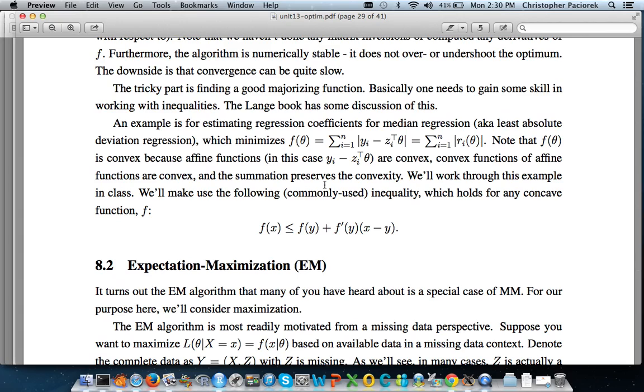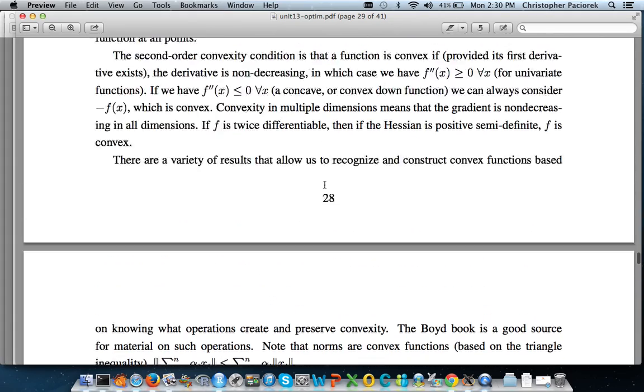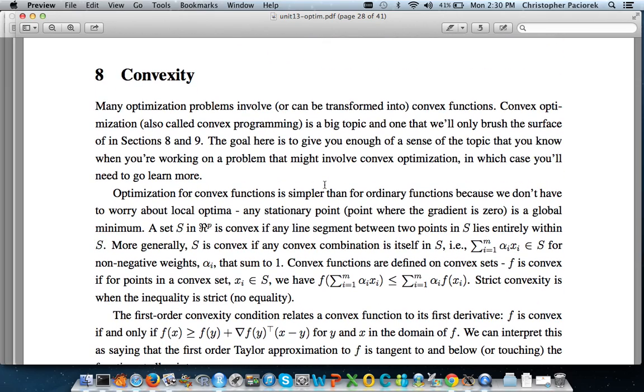Okay, so that was EM. I guess I'll go back and say a few more things about EM in context in a minute. Okay, so the idea of this section was we're going to be thinking about optimizing convex functions. And this is sort of a huge topic. There are whole classes taught on convex optimization, so we're really just going to skim the very surface of this.